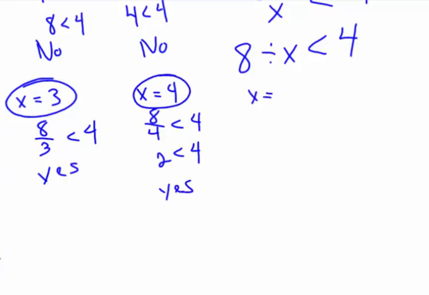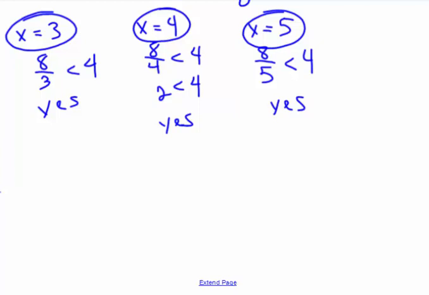Last one I'm going to check, 5. x equals 5. 8 over 5, that's 1 3/5. Yeah, that's definitely less than 4. So what are my solutions from that set? It would be 3, 4, and 5. So my solutions are 3, 4, and 5.